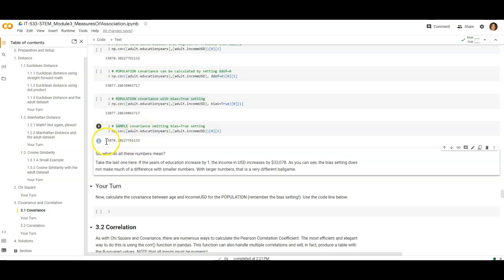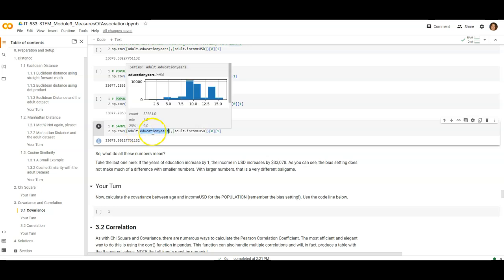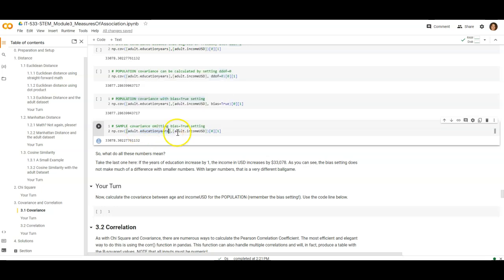So the way we read our results is that if our education years increases by 1, then the income USD is calculated to increase by 33,078. So if education years only increases by 1, then we see this change here in our income USD.